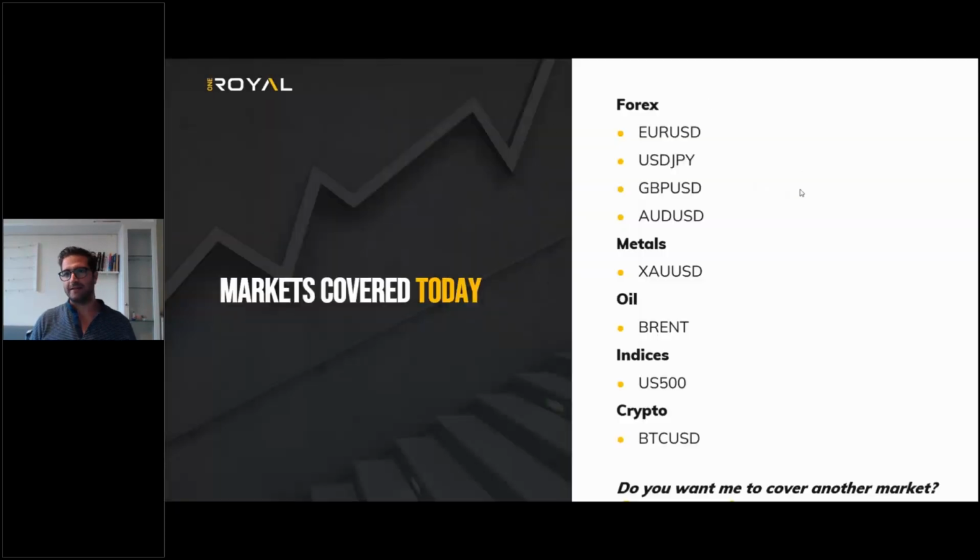Here are the assets that we will cover: Euro USD, USD JPY, Pound, and Aussie. In metals, we will cover gold, and oil, UK Brent oil, indices US 500, and we will finish the session with BTC USD.